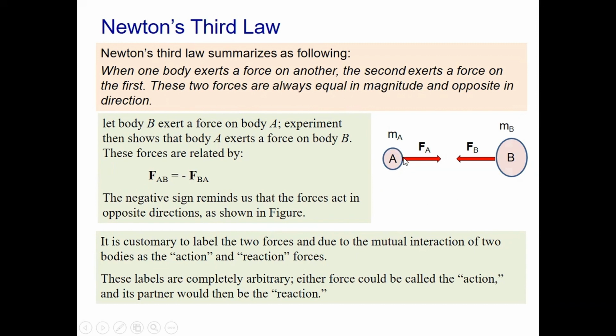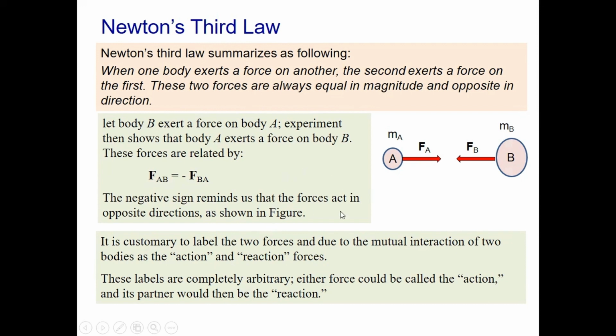Here, this is mass A and this is mass B, and body B is exerting a force on A as F_AB, and we can see that body A exerts a force on body B. Then these two forces are related like this: the force on A due to B is equal to the force on B due to A with a minus sign.